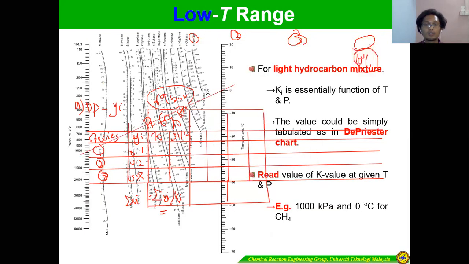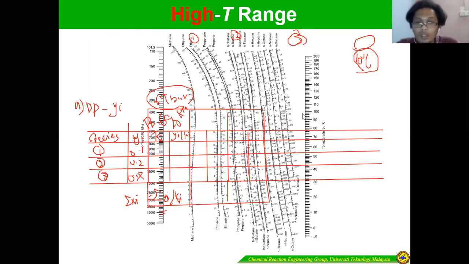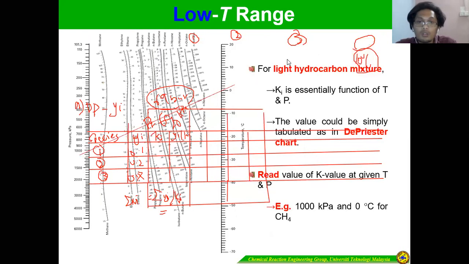chart, where is the 10 degrees C? So if you look at here, 10 degrees C, this one, and use this one. With the pressure in kilopascal, 960, 10, and then 960. Here, around here, and then you can read the value, this one, around 20.